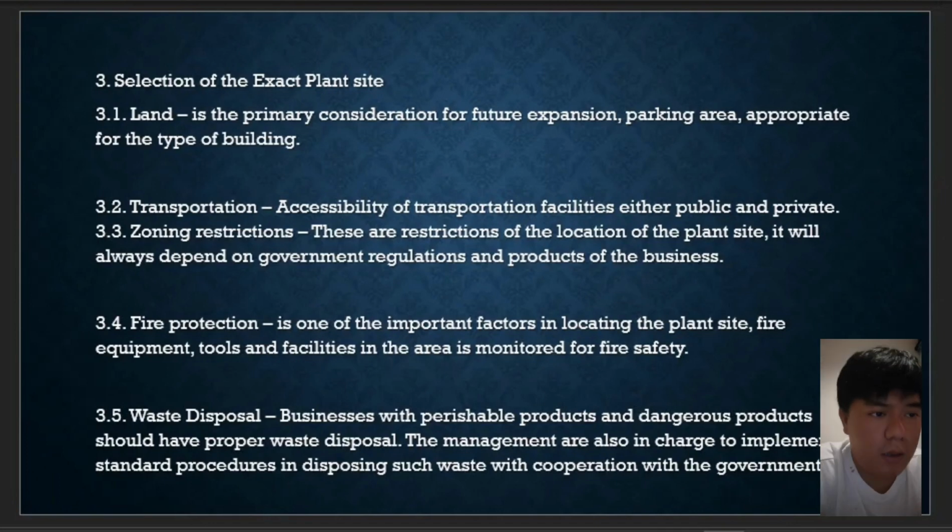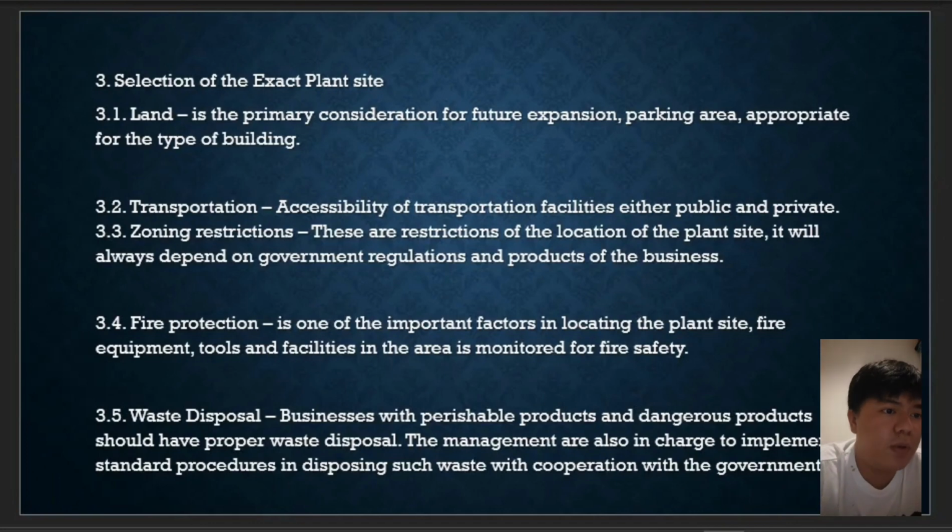And number 3, selection of the exact plant site. 3.1, land is the primary consideration for future expansion. Parking area appropriate for the type of building.